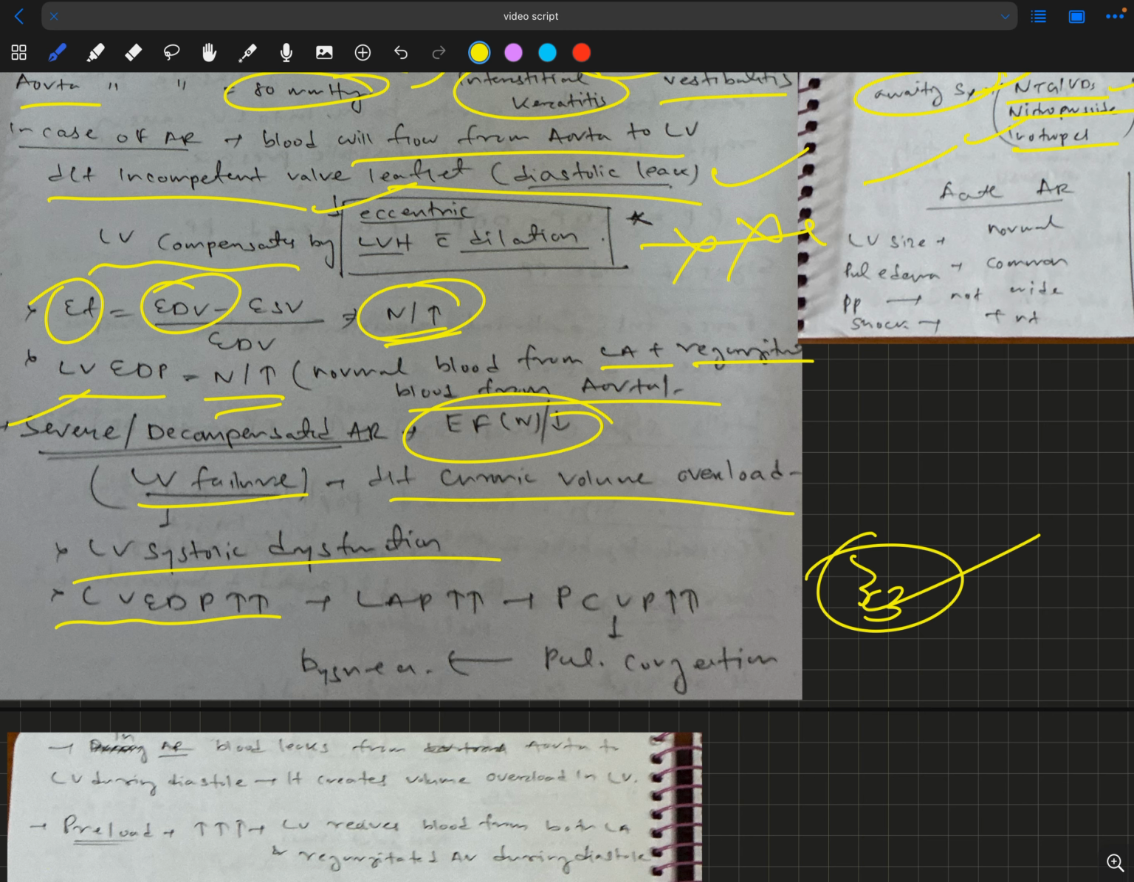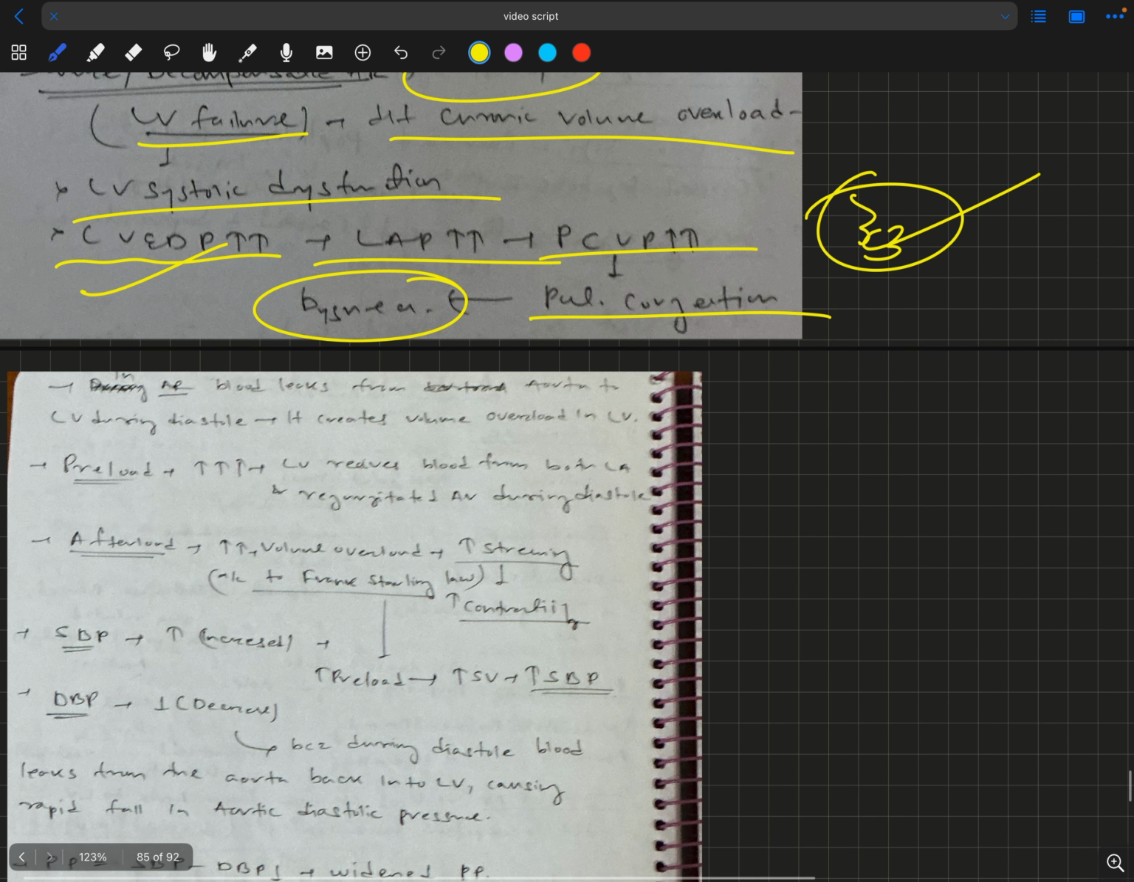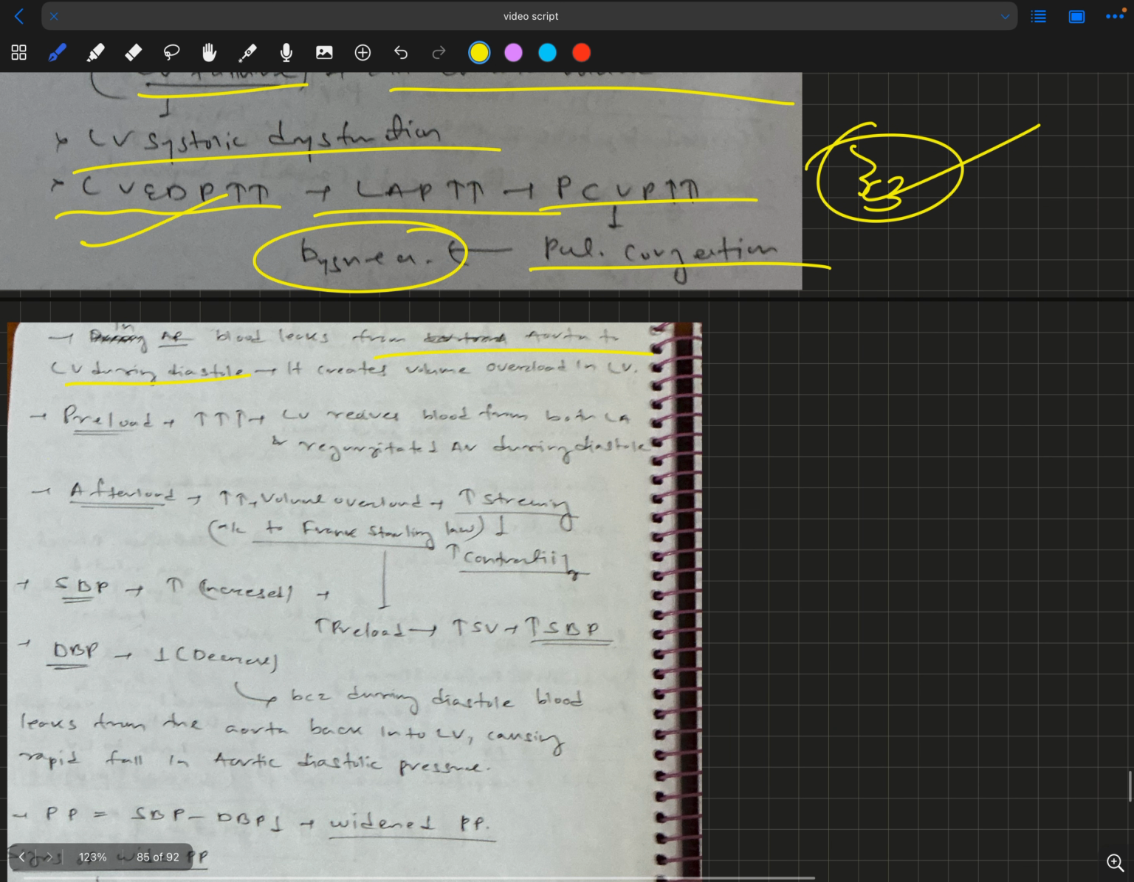If the LV is not able to pump blood continuously, then blood will accumulate inside the left ventricle. That will lead to an increase in left ventricular end diastolic pressure and pulmonary capillary venous pressure, leading to pulmonary congestion and dyspnea. In the long term, it can develop pulmonary hypertension also, because if there is more blood flow inside the lungs continuously, those capillaries will undergo vascular changes. The tunica media of these pulmonary capillaries will undergo hypertrophy, and in the long term it can present as pulmonary hypertension. So in AR, blood leaks from the aorta into the left ventricle during diastole.